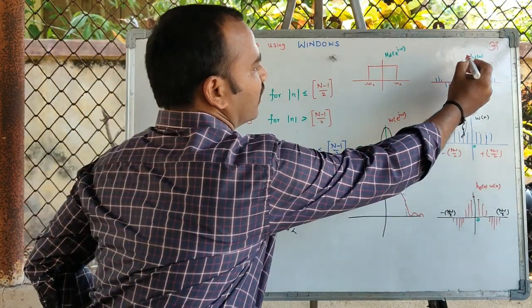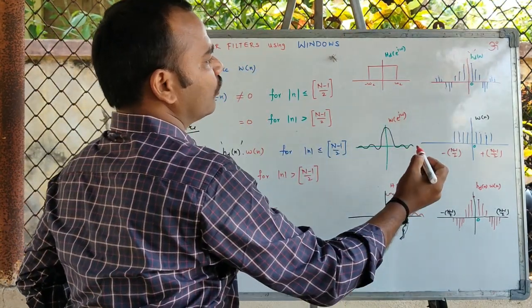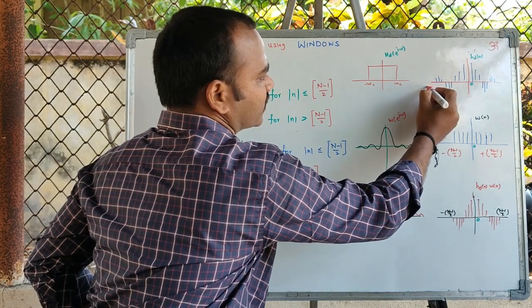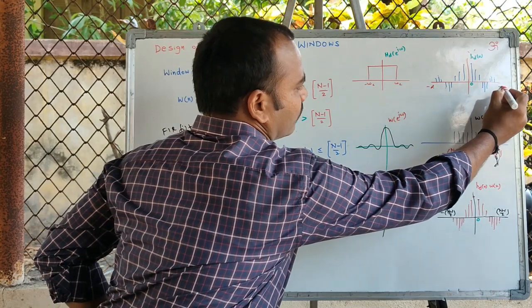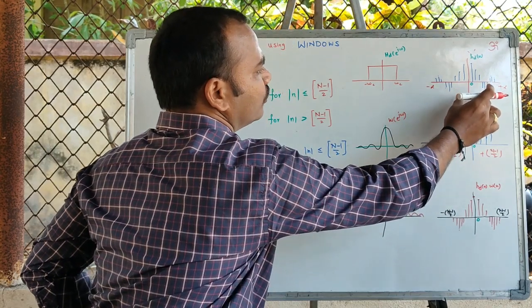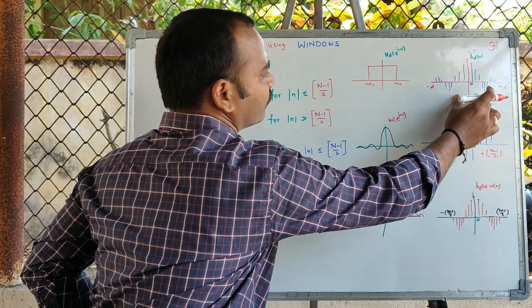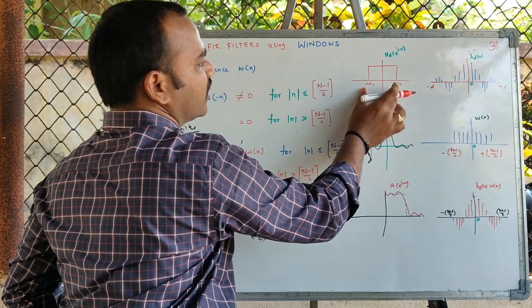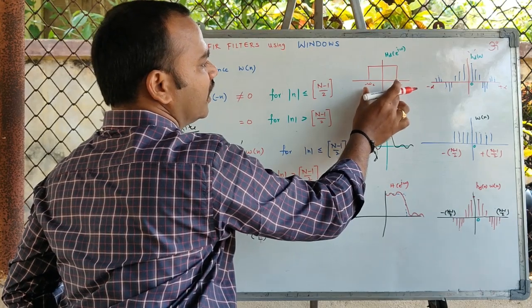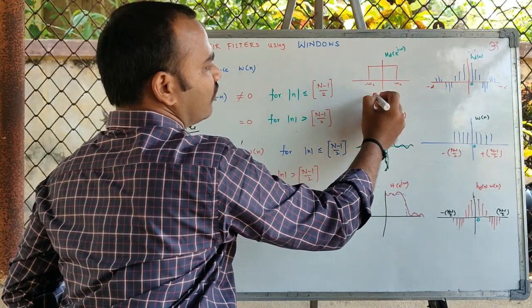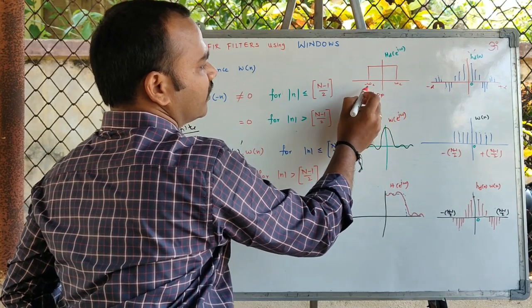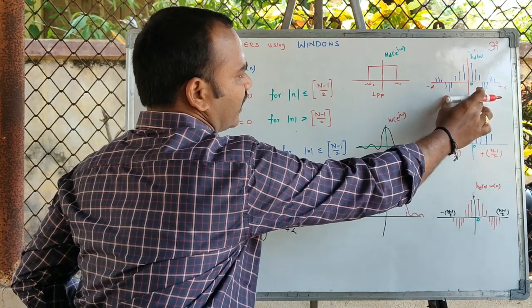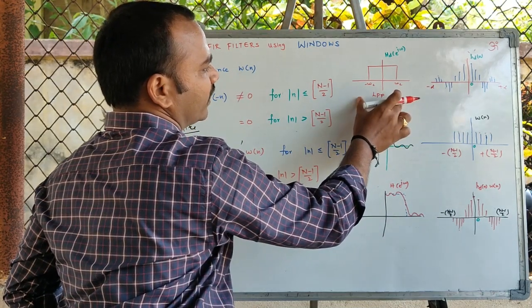Consider the desired filter coefficients hd[n], and they are extending from minus infinity to plus infinity. If you take the Fourier transform of this infinite duration sequence, it is the frequency response, and from this frequency response it can be understood that this is a low pass filter extending from minus omega c to plus omega c. This is hd[n], this is Hd(e^jω).